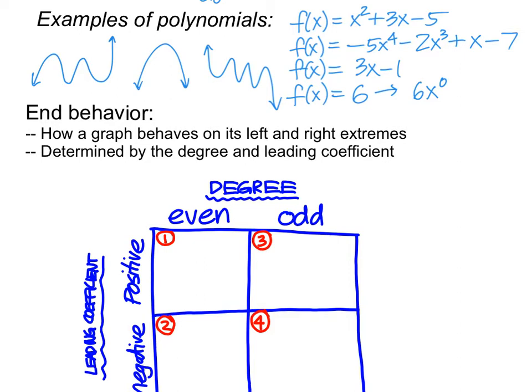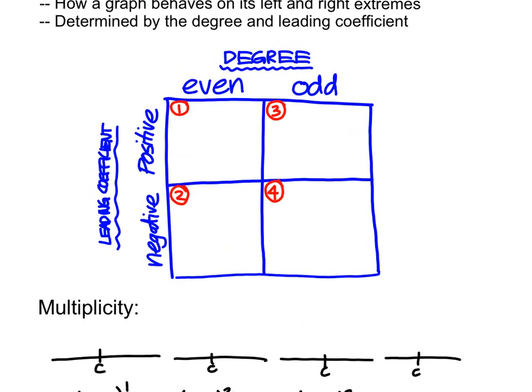Well, looking at the degree and the leading coefficient will help us figure out what the end behavior should be, the far left extreme and the far right extreme. And it has to do with whether the degree is even or odd and whether the leading coefficient is positive or negative. Now I'm going to draw stick figures to represent the end behavior. These stick figures' arms will determine the end behavior.